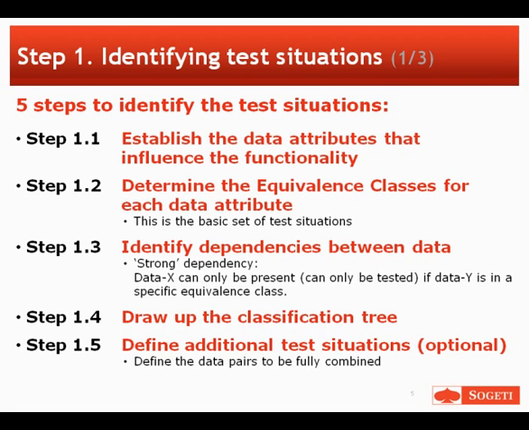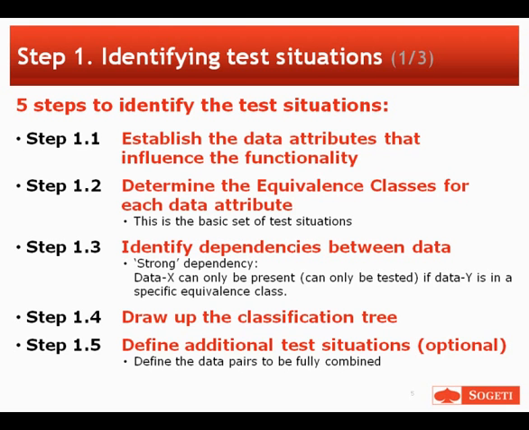The results of the first 3 steps are then drawn up in a classification tree, which is a graphical representation of the data and their equivalence classes as branches in the tree. Dependencies are being reflected by hanging the data it concerns under a specific equivalence class of another data attribute.